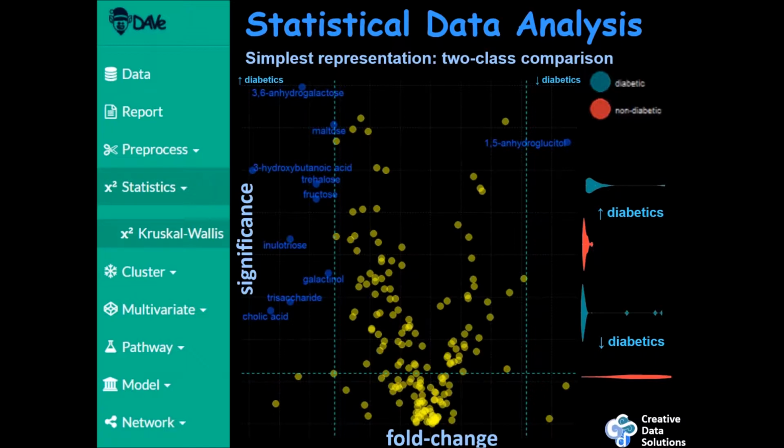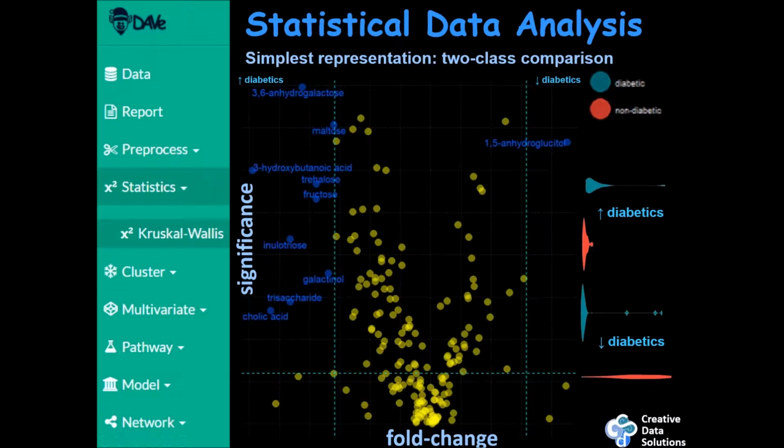Looking at this plot, your eyes might be drawn to some of these species over here, like 3,6-anhydrogalactose. It's very significant. It has a low p-value, a large magnitude of change, and it's increased in diabetics. On the other side, we're also drawn to this one species here, 1,5-anhydroglucitol. It's also significantly changed, it's a large magnitude, and it's the only species that's decreased in diabetics. So that's interesting. This is some insight.